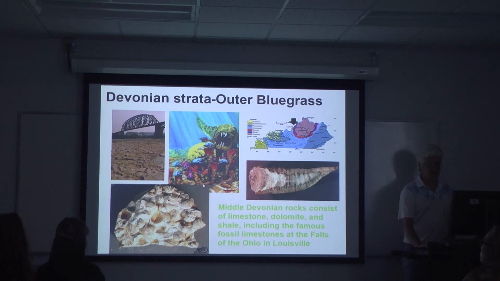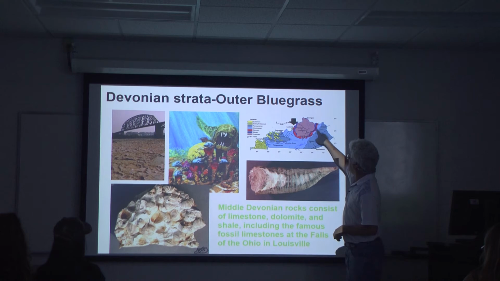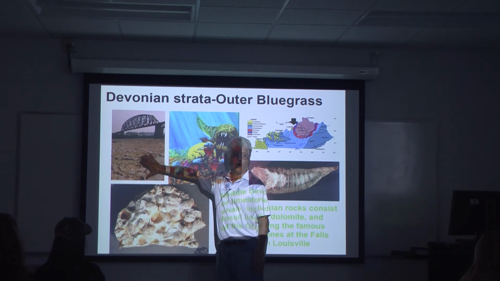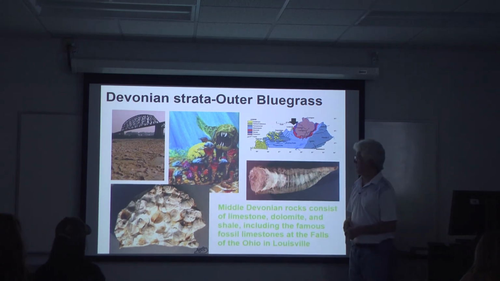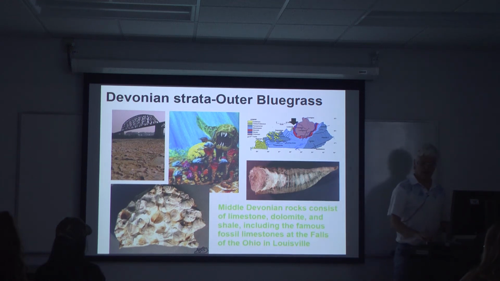Devonian rocks, lots of Devonian rocks on that outer rim here. In the middle part of the Devonian it's all limestone. This is the Falls of the Ohio at Louisville. It's an International World Historic Site. Lots of fossils there. Again, more underwater life. Actually, coral mounds, a big coral sea at that time.